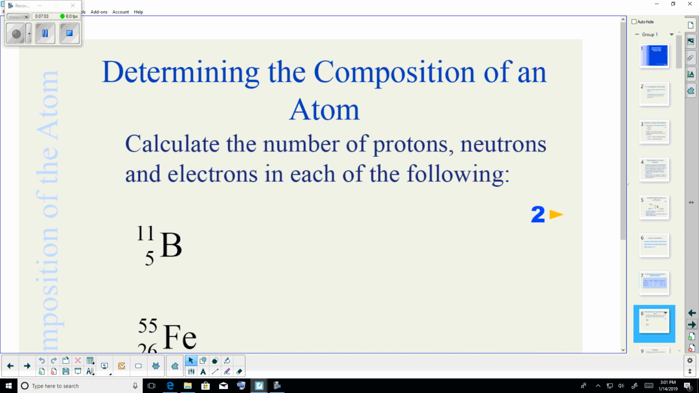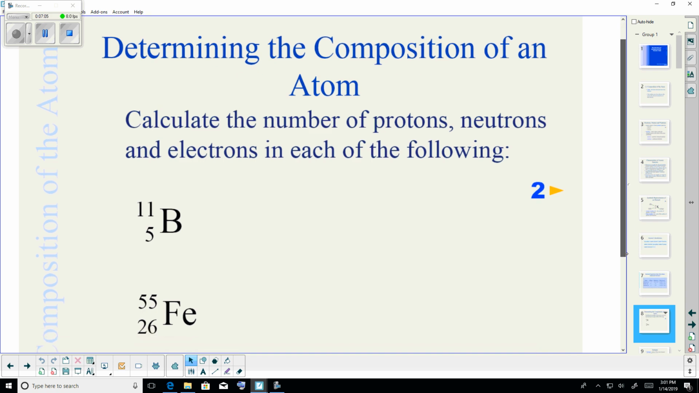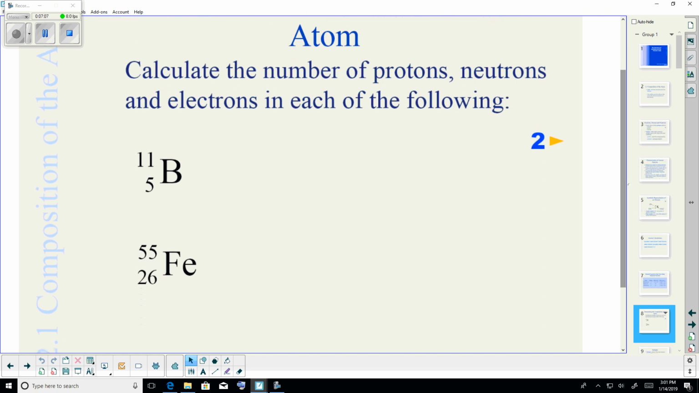So here we have boron. How many protons? 5. How many electrons? 5. How many neutrons? 6. 11 minus 5.